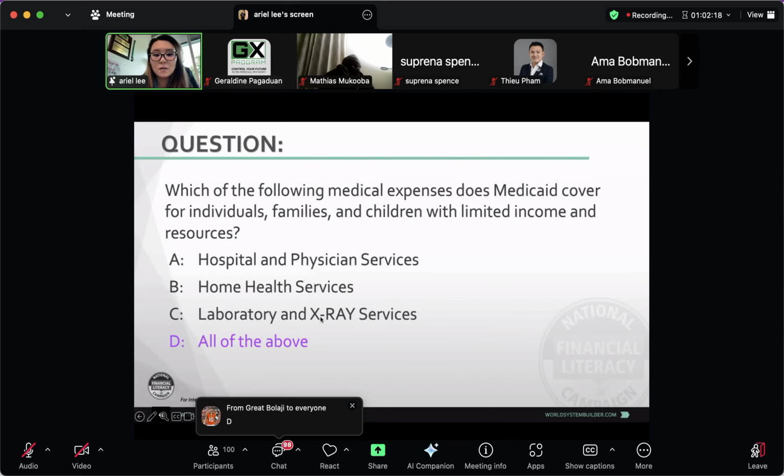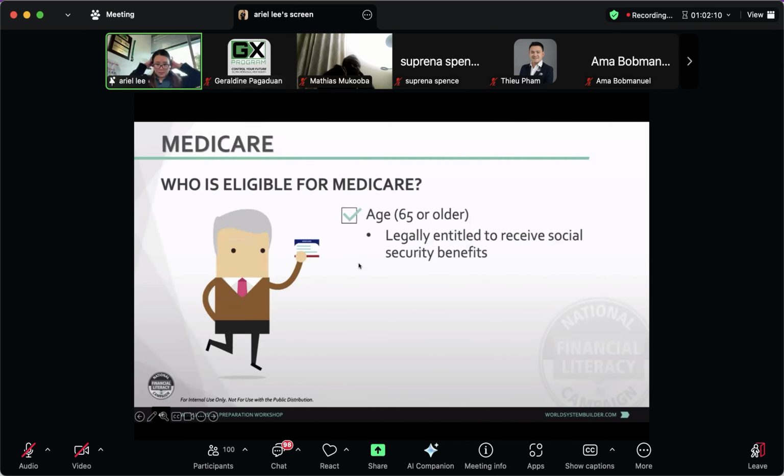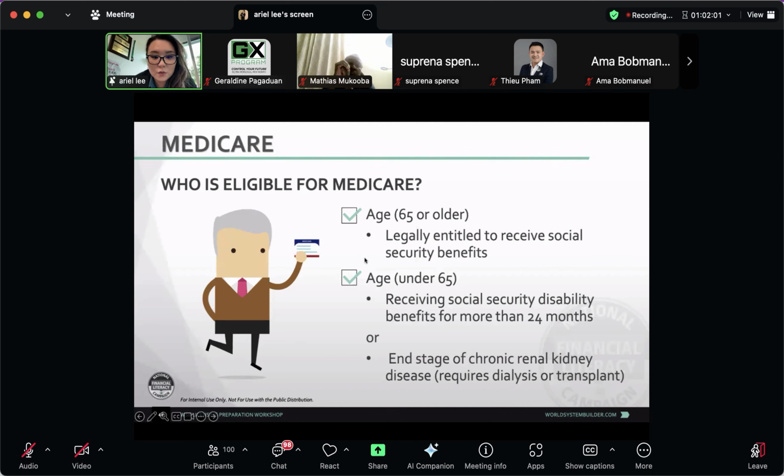Okay. Now, who is eligible for Medicare? Medicare, like I said, is for 65 and older. You're legally entitled to receive Social Security benefit. Or if you are under 65 and receiving Social Security disability benefit for more than 24 months, or if you have end-stage chronic renal kidney disease that requires dialysis or transplant, then you are eligible for Medicare. But you must be a U.S. citizen or permanent resident of 5 years, or, like I said, be receiving the Social Security benefits.